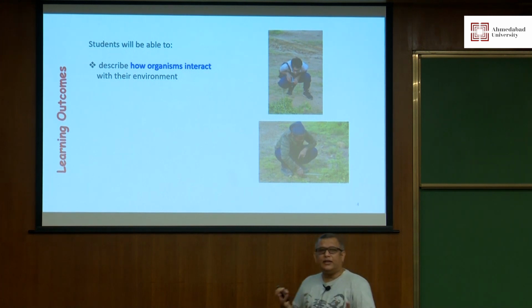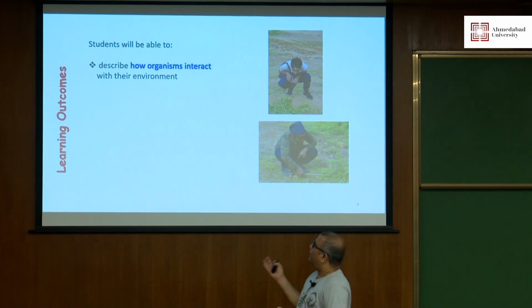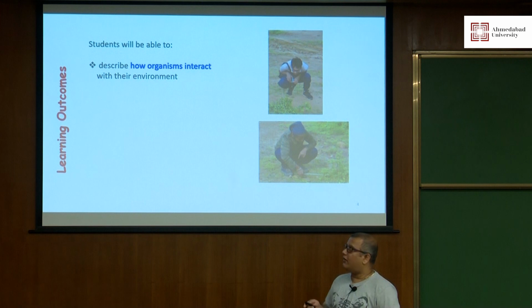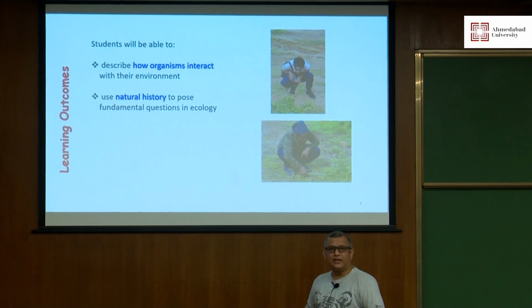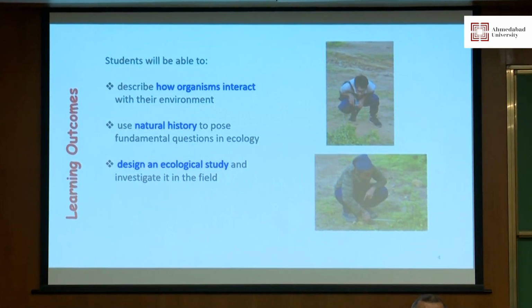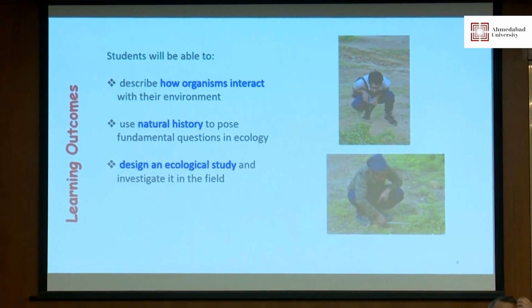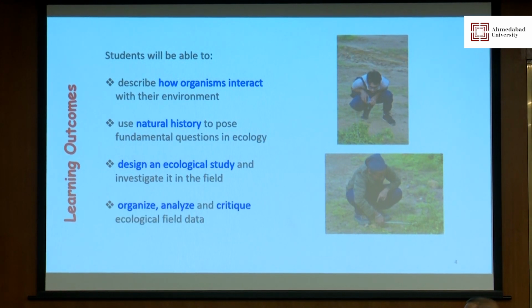Okay, so the learning outcome from this course will be you will learn how to describe interactions between organisms and the environment. You will also be able to use natural history to frame fundamental questions in ecology. You will be learning how to design a study in the field, because each student will be paired with another student, and you will be framing a question and a project in the field and executing, collecting data for that, and also learning how to organize, analyze many of these data in the field, as well as when we come back and discuss.